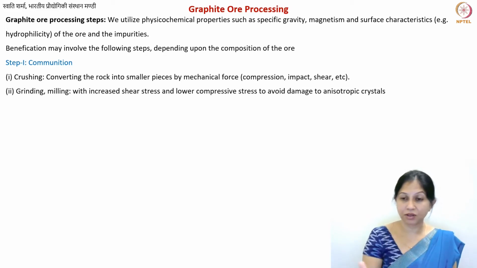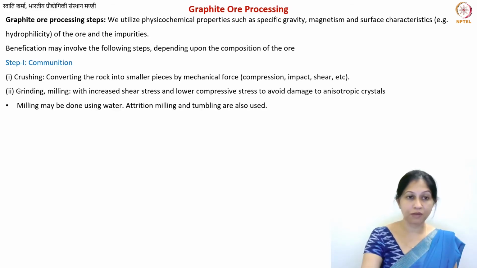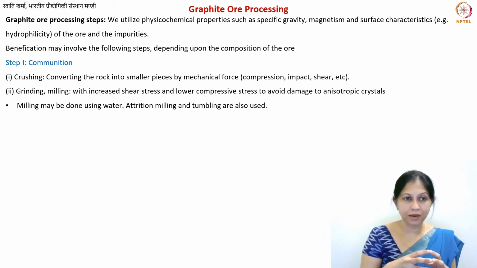So milling can also be of different types. You can use ball milling. For example, you can use water as a medium during your milling if you want to make sure that you don't damage your mineral very much, the crystals. And also you can use attrition milling, you can also use tumbling, for example. So these are all comminution techniques, and these are used for graphite, making the powder out of the rocks.